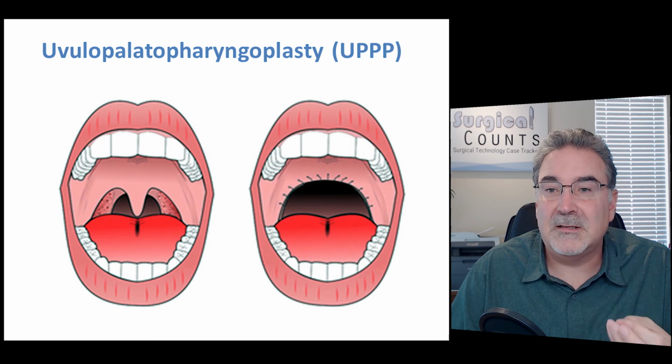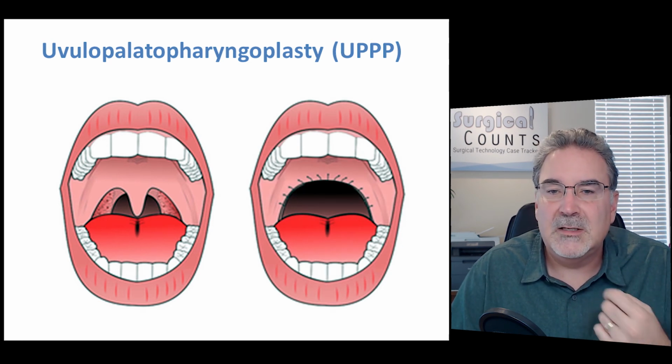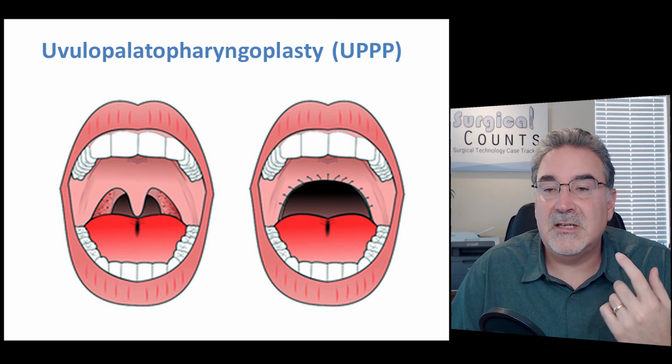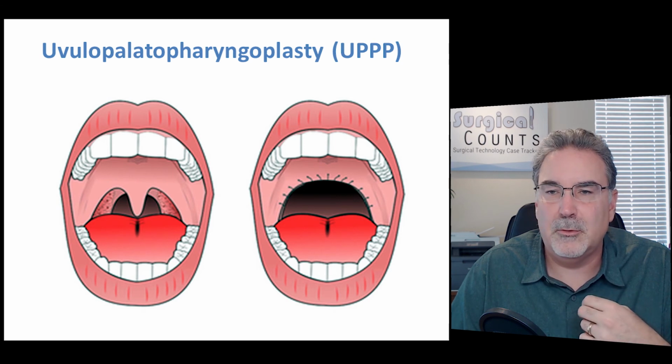So one way of fixing this is to do a UPPP, in which case we're going to go in and remove some of that tissue. And here you can see some of that tissue removed. The uvula and part of the soft palate has been removed.